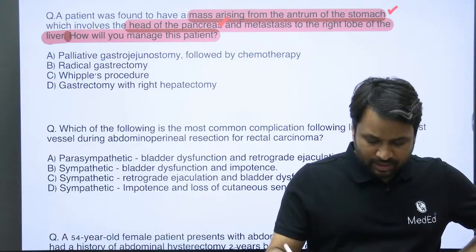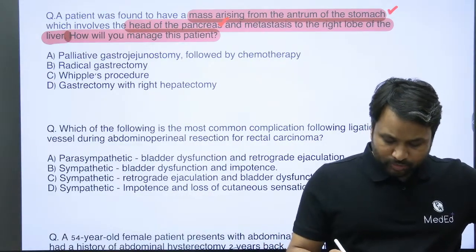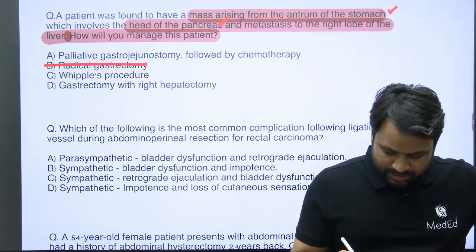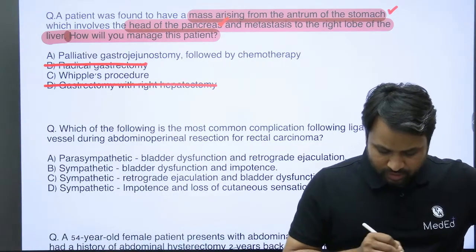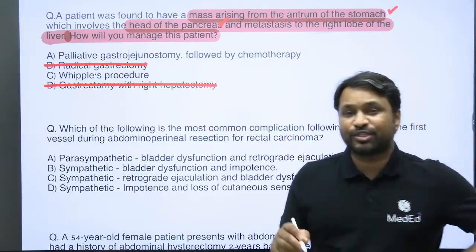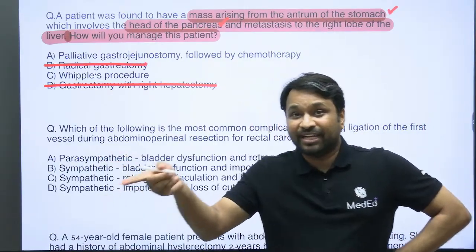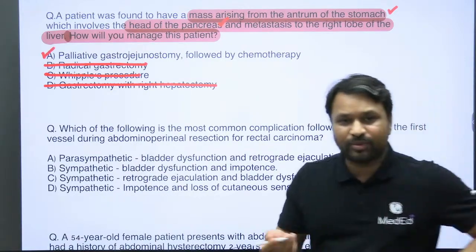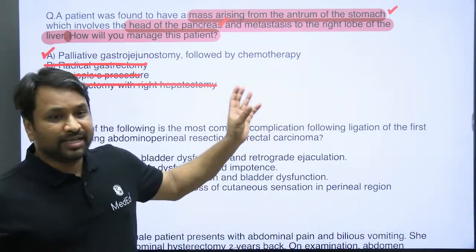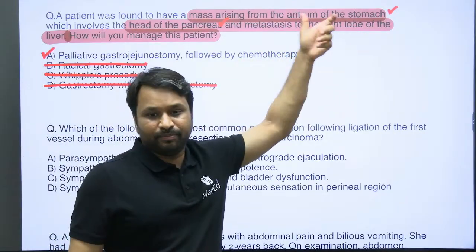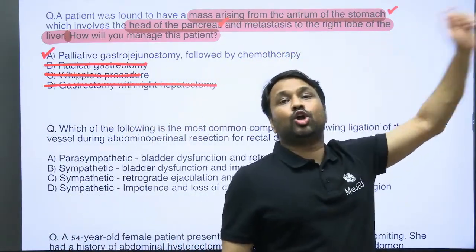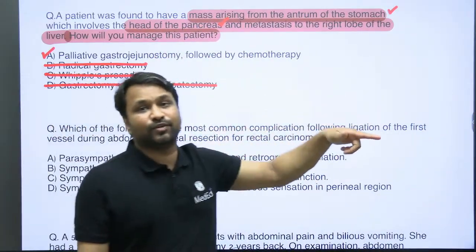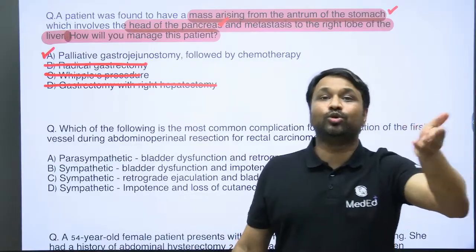In a metastatic tumor, only doing a gastrectomy is not an option. Gastrectomy with right hepatectomy is again not an option because the pancreatic head is also involved. If you want to do a Whipple's procedure, it does not address the liver tumor, so this is also not possible. So, palliative gastrojejunostomy followed by chemotherapy, because it is metastasizing to the liver and I cannot do Whipple's. If there was no metastasis to the liver, in periampullary carcinoma Whipple's is the surgery of choice. But if it is metastasizing, then what do you do?